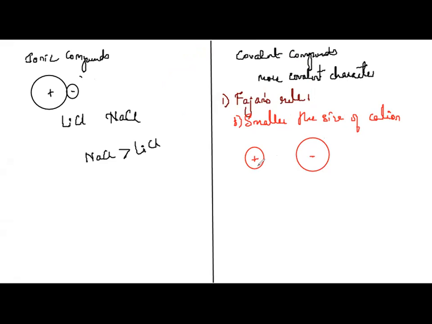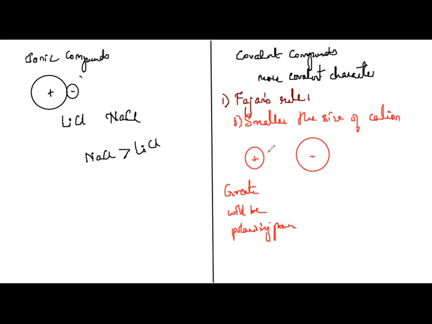See, if the size of cation is less, what will happen is it will have more polarizing power, I said. Greater will be polarizing power. Means what? Means its nuclear attraction will become more. If the size of cation is small, nuclear attraction will become more. And when it approaches the anion, what will happen? Let us see what will happen.